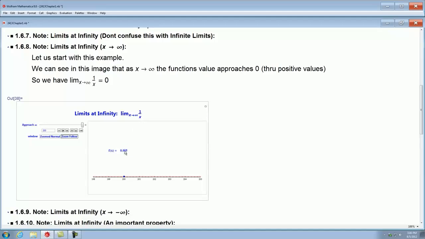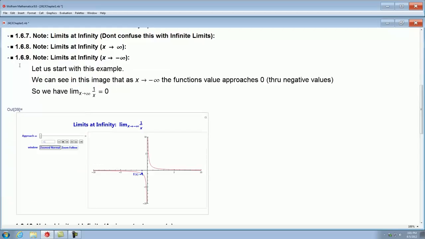So the function seems to be approaching something. The question is, what is it approaching? Well, in this case, it's approaching 0. Does it ever get there? No. But the limit is all about what's happening as we get closer and closer to something. So what we'll say is as x approaches infinity, the function 1 over x approaches 0. Approaches, okay? Even though there's an equal sign here, this is in the limit, this is all about what's the behavior.